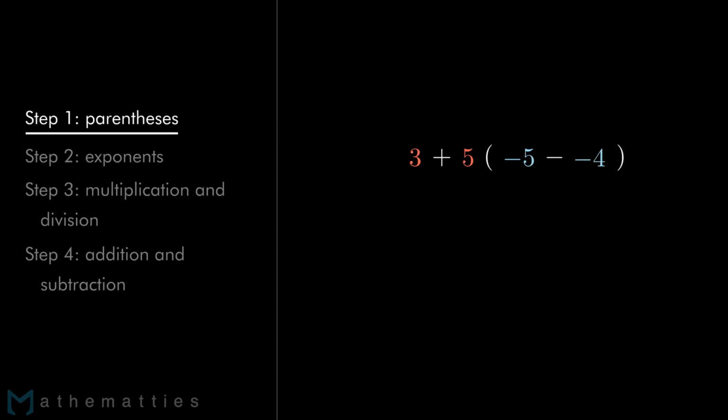Minus minus 4 looks annoying, but it equals plus 4. If you are not familiar with this, please take a look at the video about the number line. This video covers all you need to know. So we have minus 5 plus 4, and that equals minus 1. So inside the parentheses we are all done.